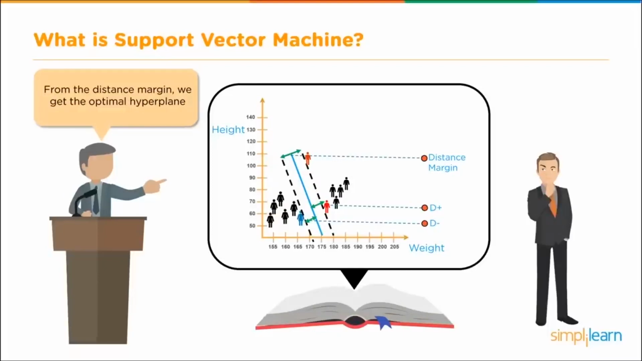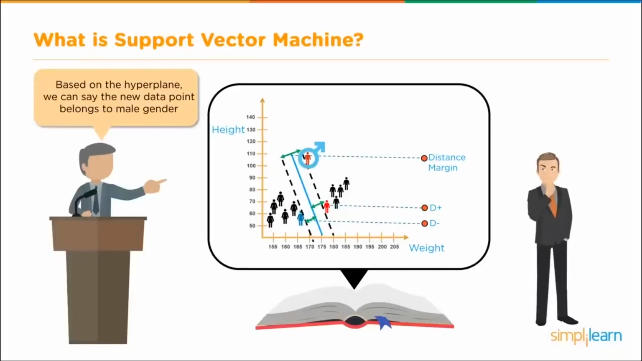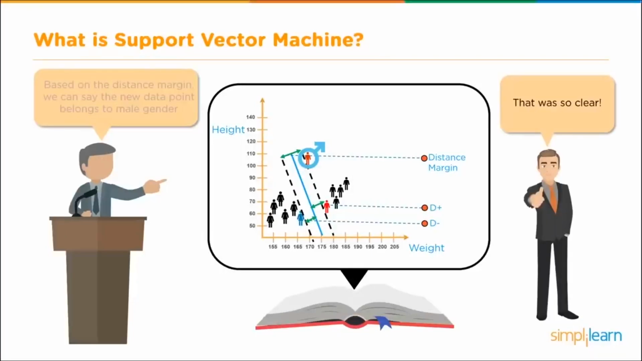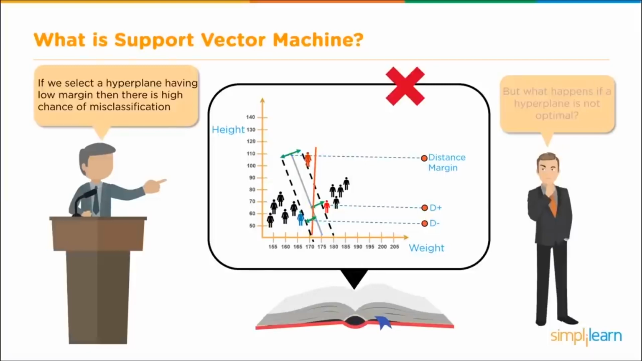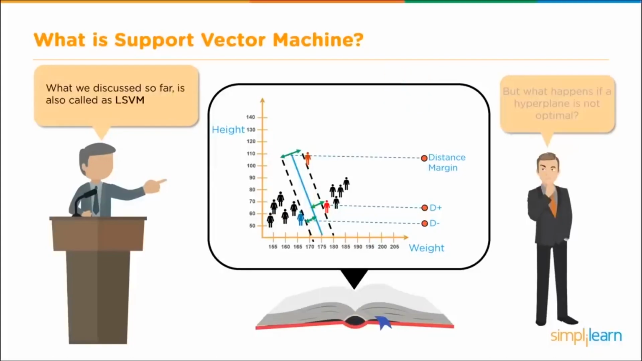Once we've created an optimal hyperplane, we can easily see which side the new data fits in. And based on the hyperplane, we can say the new data point belongs to the male gender. Hopefully that's clear and how that works on a visual level. As a data scientist, you should also be asking what happens if the hyperplane is not optimal. If we select a hyperplane having low margin, then there is a high chance of misclassification. This particular SVM model, the one we discussed so far, is also referred to as the LSVM.